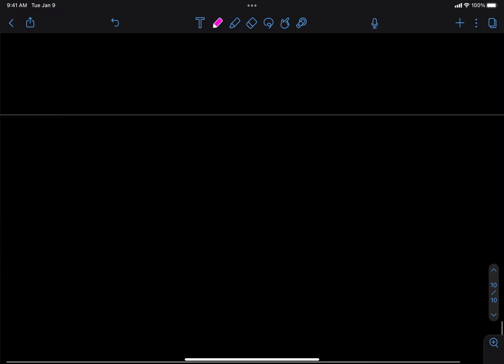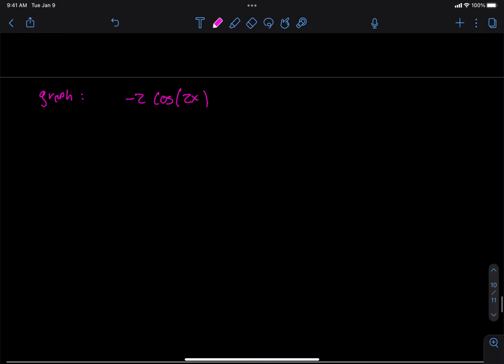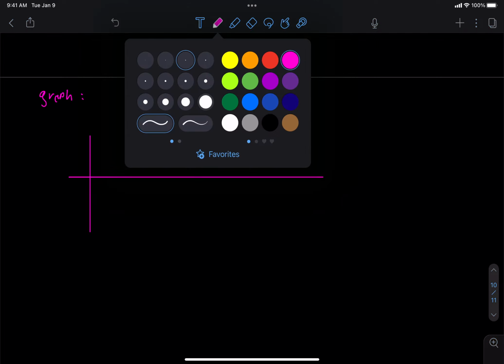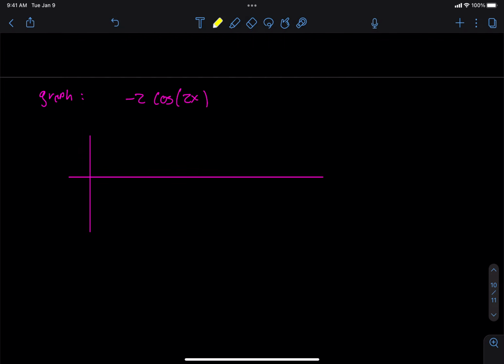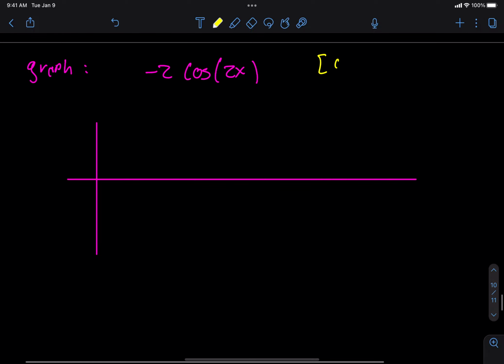Let's try to do the graph of, I don't know, why don't we do negative 2 cosine of 2x? Okay, negative 2 times cosine of 2x. One thing that I feel is helpful is to start by graphing the parent function. What does cosine look like originally, so that we have an idea of what the transformation is going to look like? And let's do this on the interval from 0 to 2 pi.